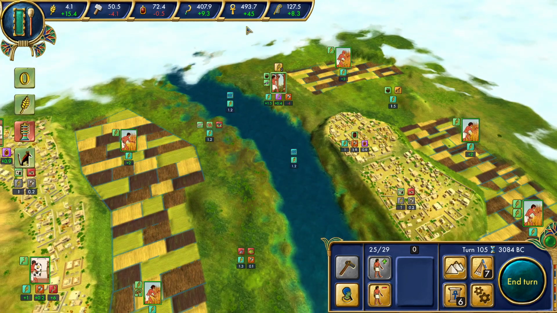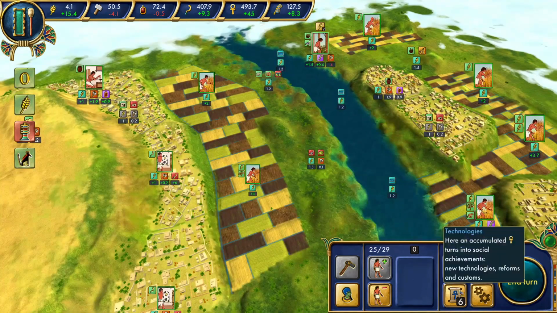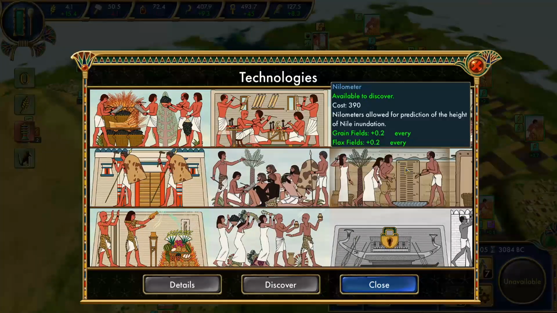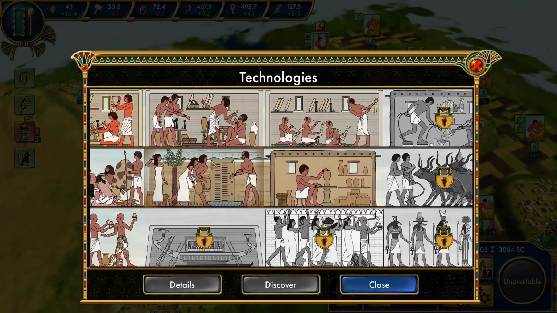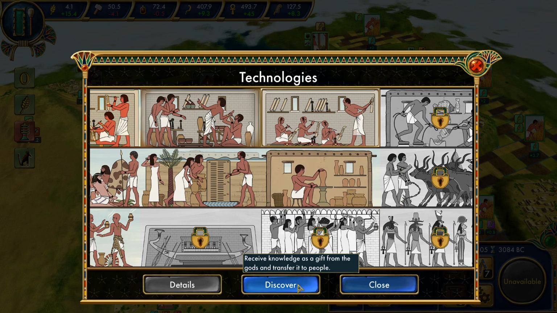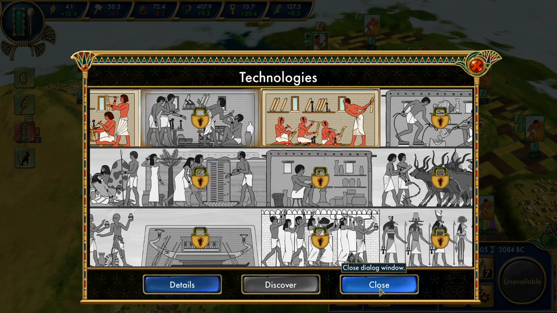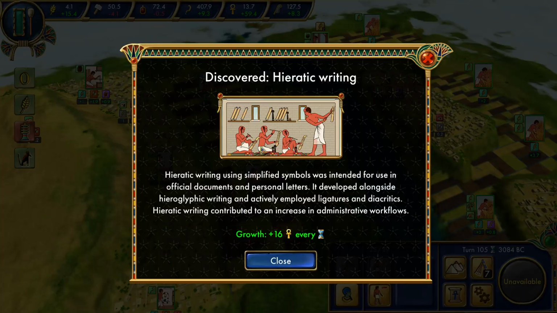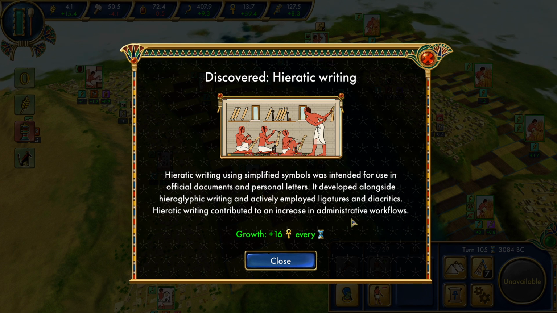Now we do also have enough culture to grab our next advance. I am going to jump up here to continue the growth of the culture investment. Hieratic writing. Used simplified symbols intended for use in official documents and personal letters, developed alongside hieroglyphics, and actively employed ligatures and diacritics, contributed to an increase in administrative workflows.